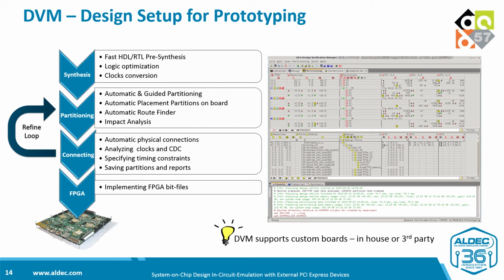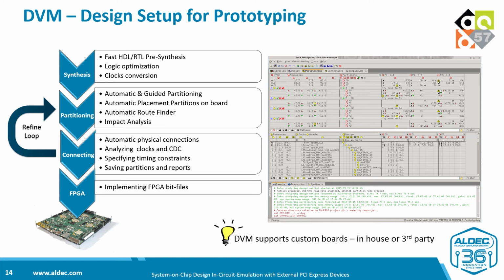FPGA prototyping has different requirements and objectives than emulation. That's why a separate design setup flow is provided by the DVM tool. The main checkpoints in the prototyping flow are synthesis, partitioning, connecting, and FPGA implementation. Basically the same as in emulation, but to achieve higher clock rates than in emulation, the user gains much more control over the partitioning and interconnection process.